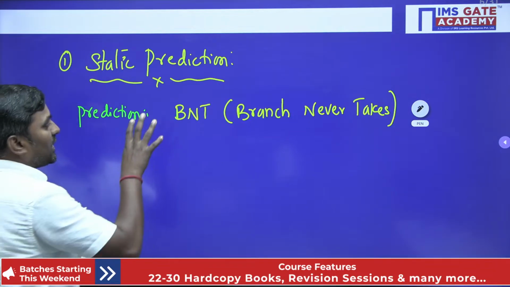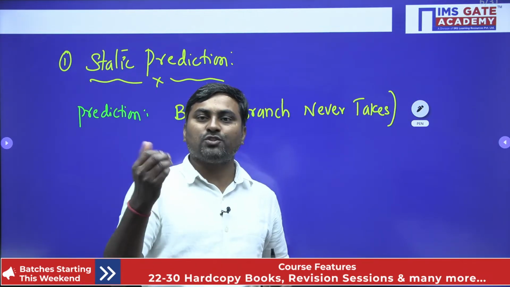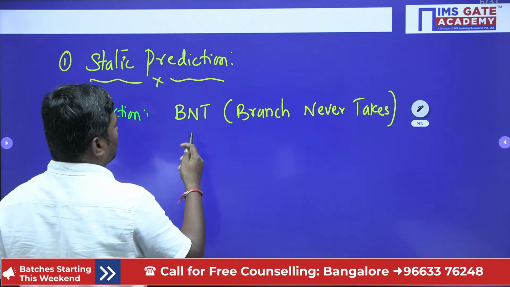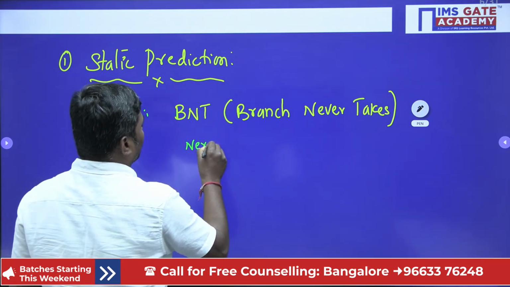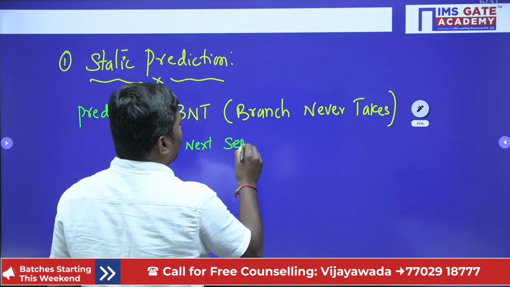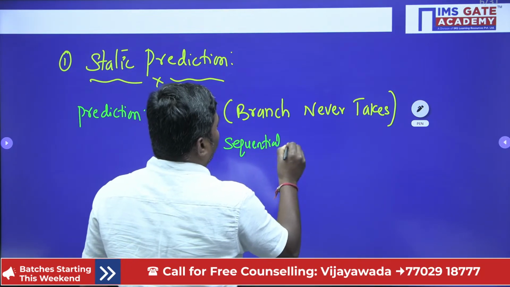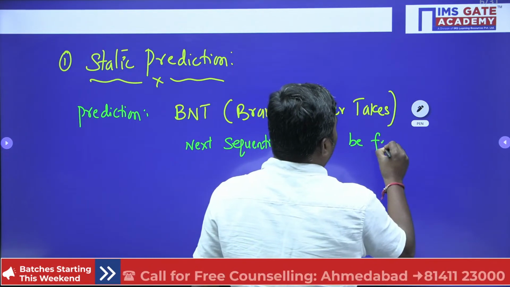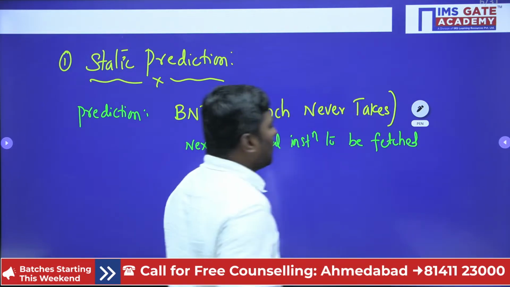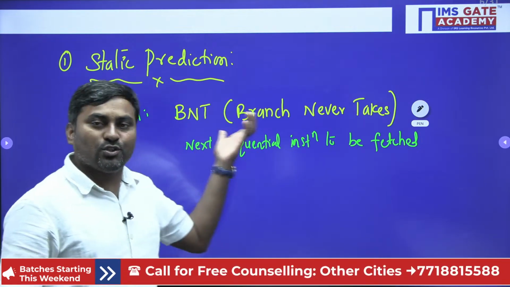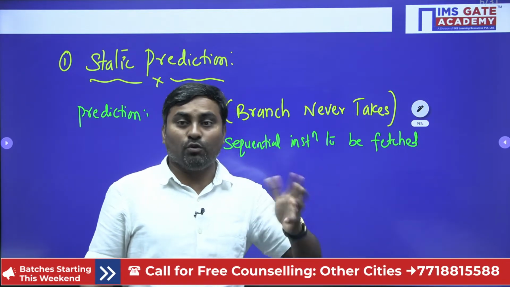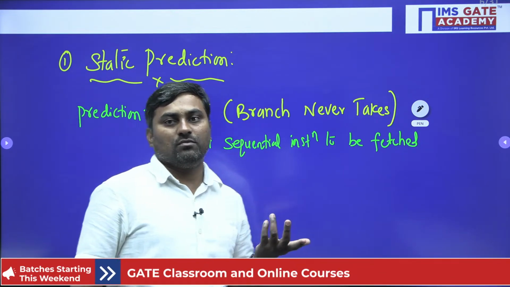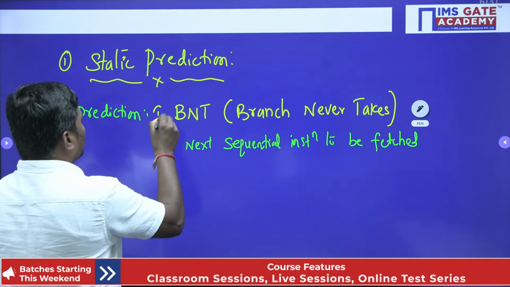So if the prediction is branch never takes, you have to fetch the next sequential instruction, placed after the branch instruction. Next sequential instruction to be fetched here. I hope you are understanding.